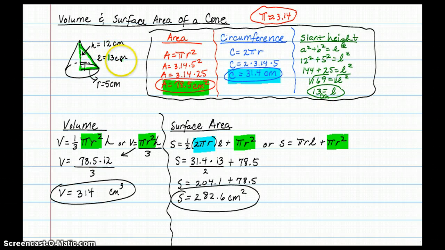So that 13 centimeters, that slant height, if you take half of that and then multiply that by the circumference, you'll end up with what amount of material you need to manufacture that. So we have 31.4, which is our 2 pi r, our circumference, times 13. You have to take half of that. If you take 13 divided by 2, that'll be 6.5 times 31.4 gives you 204.1, plus the area of that circular base, which is the surface area is 282.6 centimeters squared.